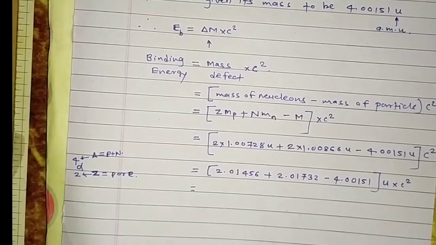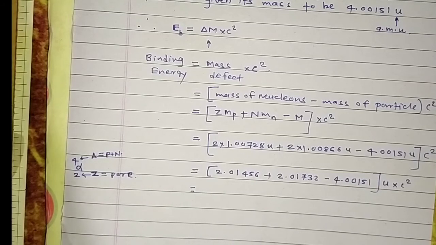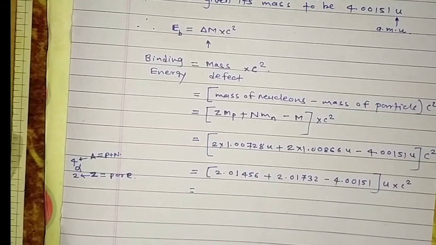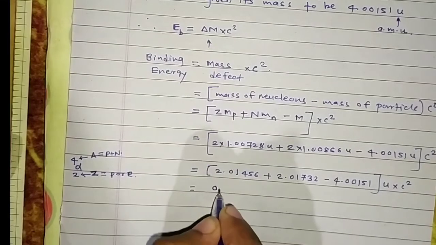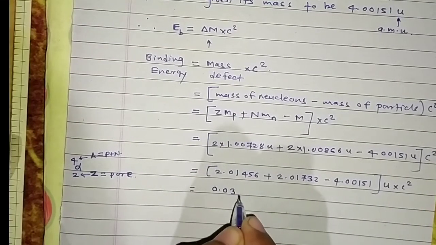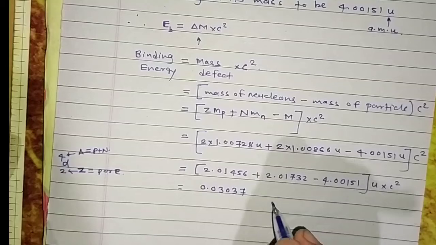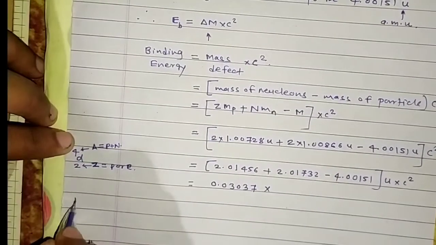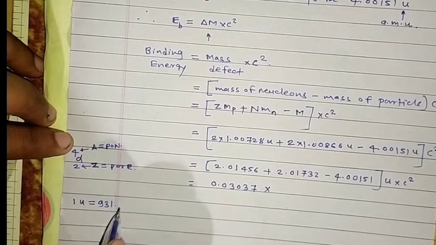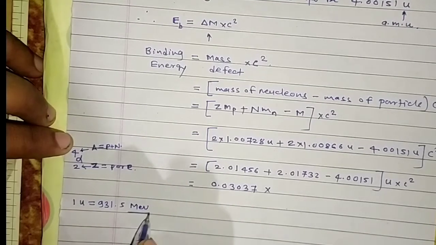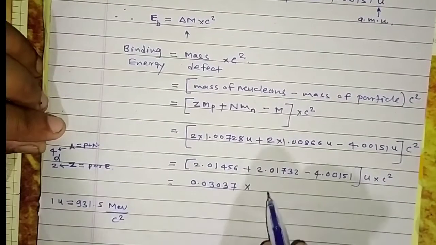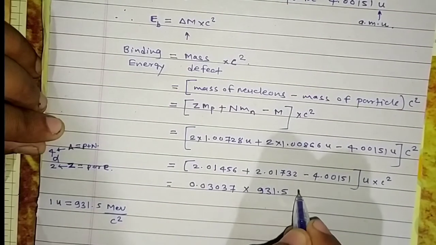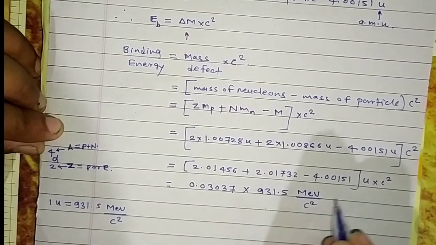So if you calculate all these values, 4.03188 minus 4.00151, you will get something about 0.03037. So that much value you will get. Now what is the value of U? 1 U is nothing but 931.5 MeV per c square. You have to put that value in the relation. So U is equal to 931.5 MeV per c square, into c square.